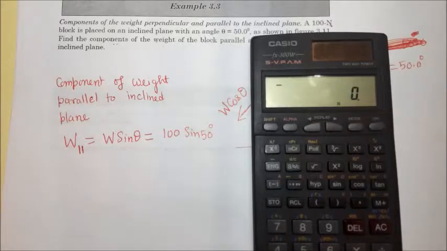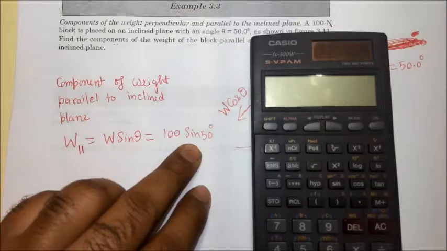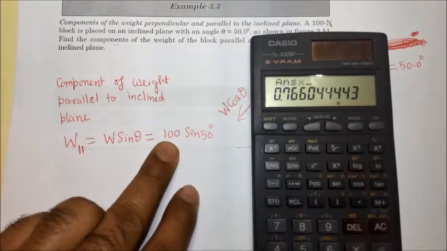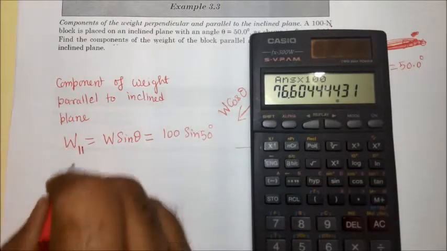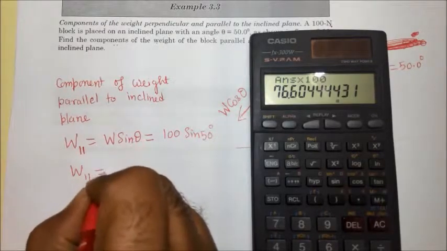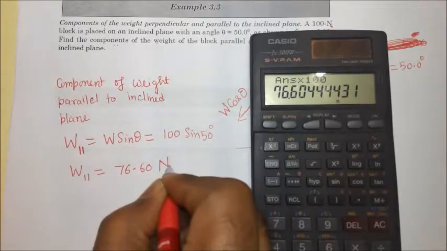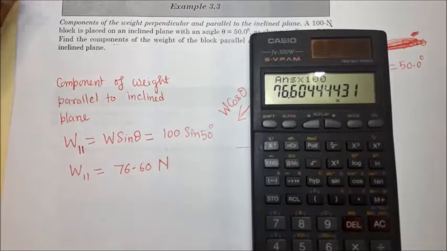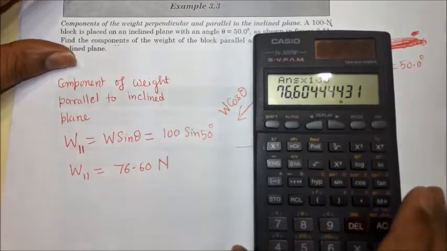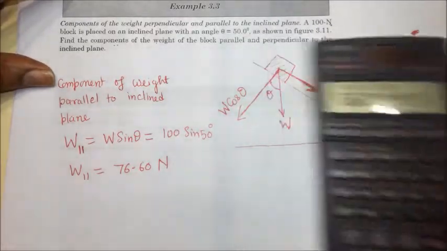Let's find out sine 50 times 100. This is going to be 76.60. So W parallel is going to be 76.60 Newton. Okay.